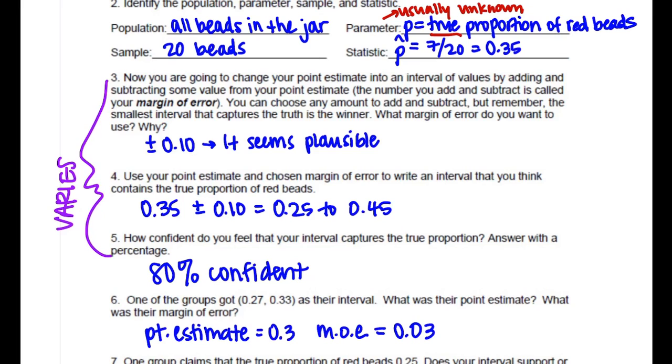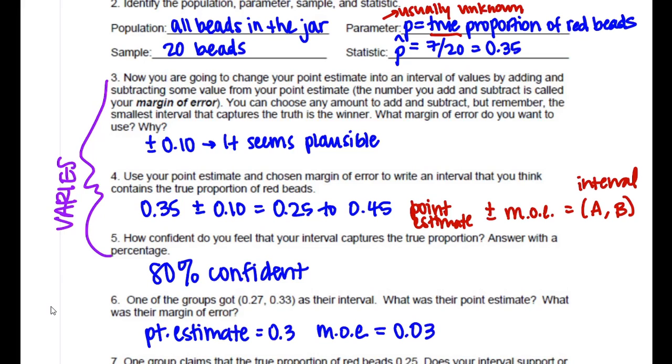So a couple things about this. Whenever you have a margin of error, it adds or subtracts to your point estimate and gives you a range of plausible values. And so we have a little formula for it. It's point estimate plus or minus your margin of error will equal the interval from A to B. So you can use either form, point estimate plus or minus margin of error, or the lower to the upper, the interval.